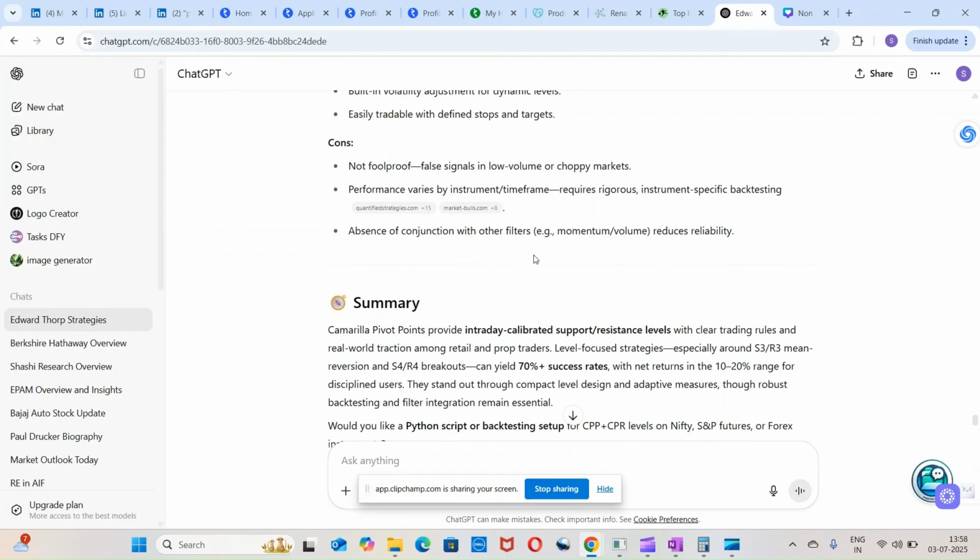Absence of connection with other filters reduces reliability. If you use them with momentum and volume indicators, that increases the probability. When you don't use them, some reliability is reduced, but compared to other indicators, it still has a higher probability.